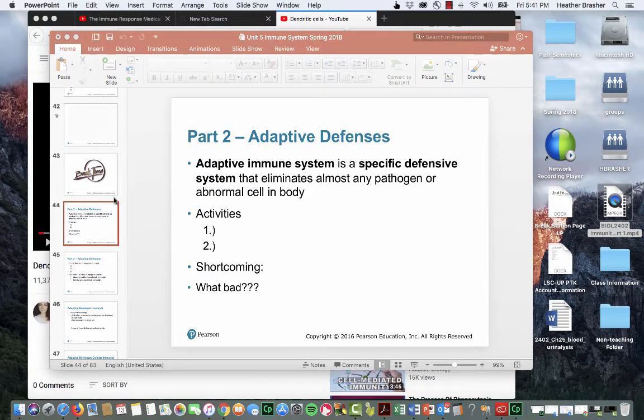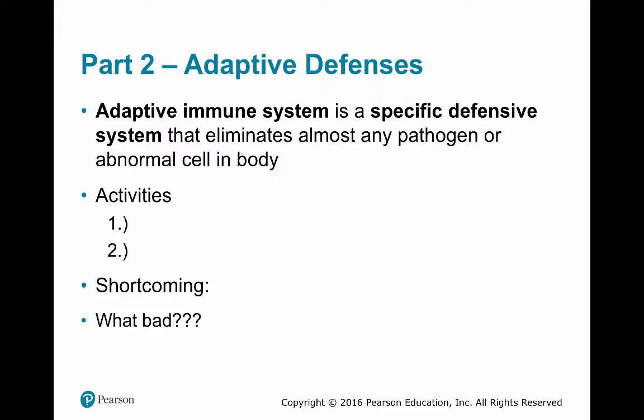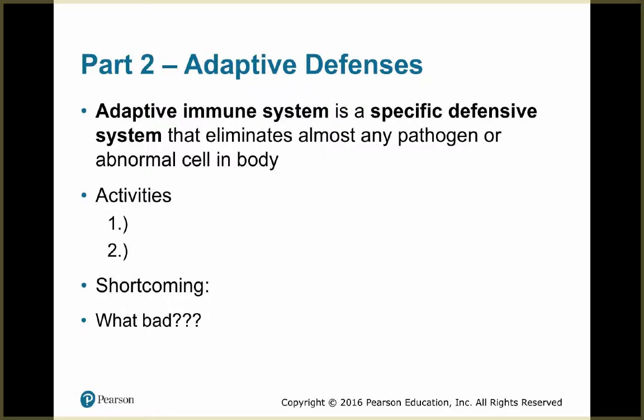So, let's do part 2 of this. Now that we're done with innate, we're going to talk about adaptive. And adaptive immunity or defense is a specific defensive system that eliminates almost any pathogen or abnormal cell in the body.